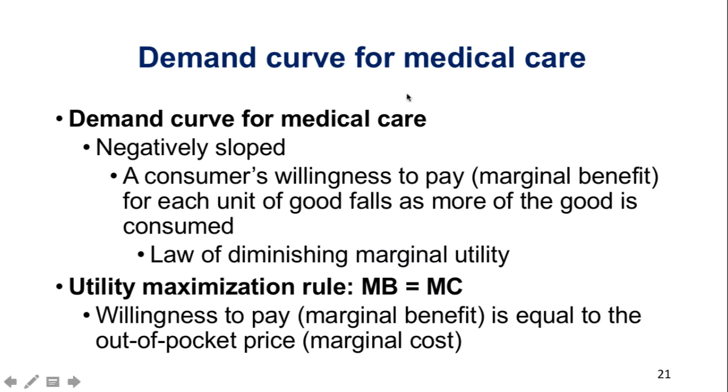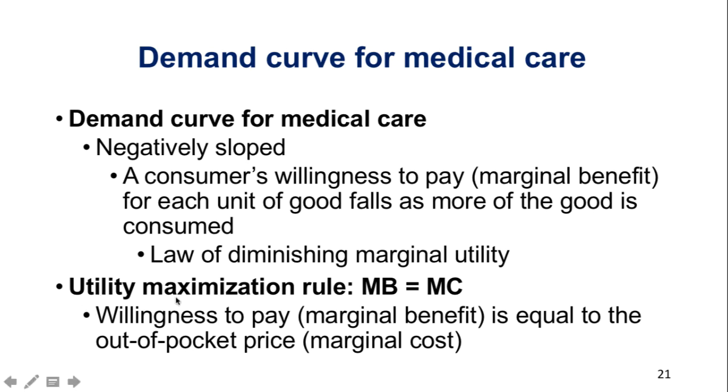In the previous lecture, you learned how to derive demand for medical care. Demand for medical care is negatively sloped like any regular demand curve. It shows the inverse relationship between the price and quantity demanded. A consumer's willingness to pay, which is the marginal benefit for each unit of good, falls as more of the good is consumed because of the law of diminishing marginal utility. Remember that?